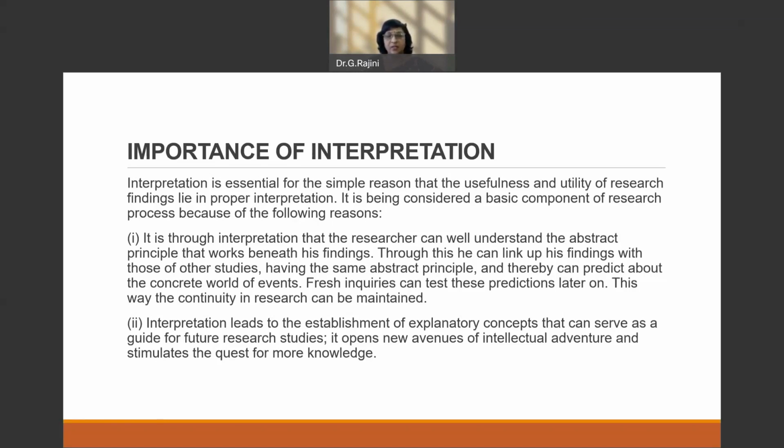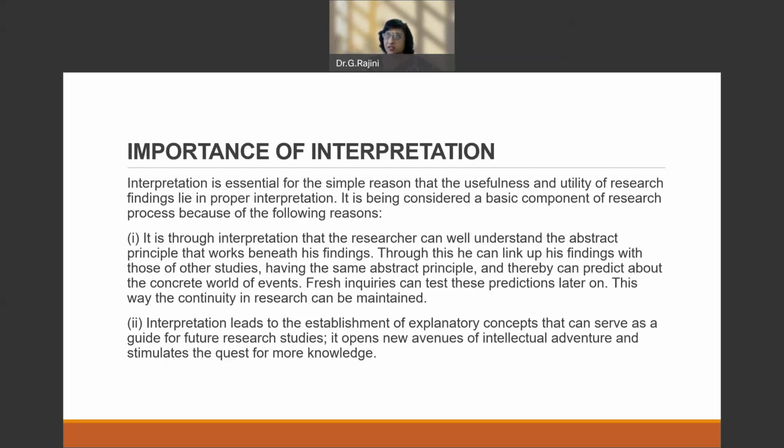Interpretation leads to the establishment of exploratory concepts that can serve as a guide for future research studies. It opens new avenues of intellectual adventure and stimulates the quest for more knowledge. So we keep relating whatever we have studied in the literature and we see why this data is talking like that. What is the prediction we are able to find out? When you are able to make a meaningful interpretation, when you are able to find out something after doing the analysis, you shout, Eureka, I have found this thing.